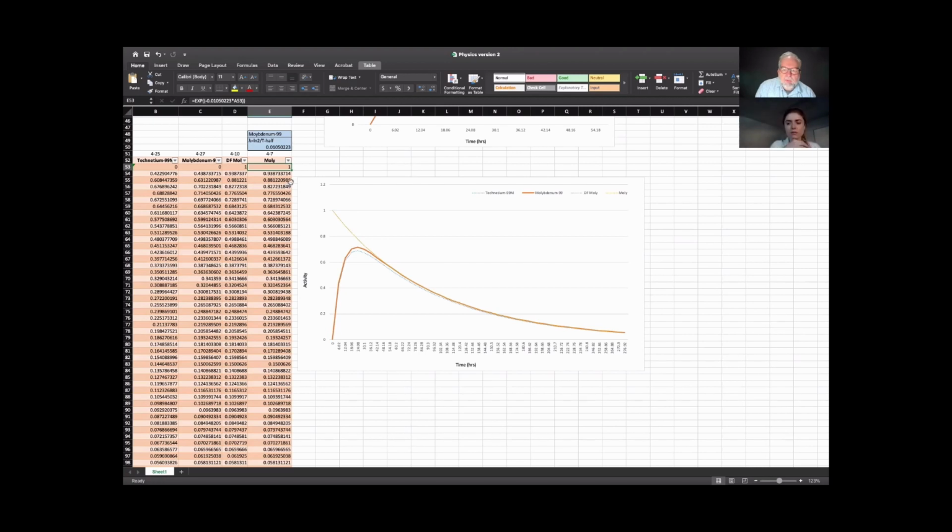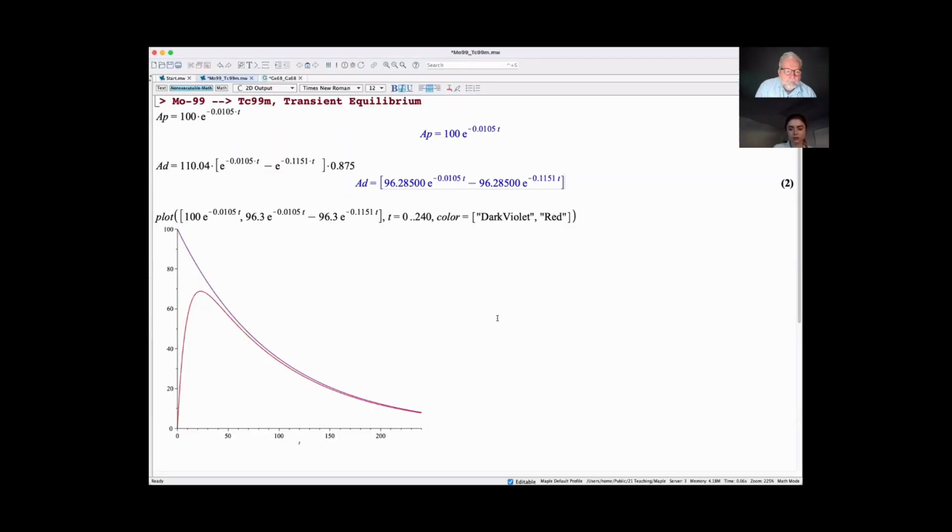Let's drill down on this. I'm going to share my screen here. And let's see, look at Molly technetium first. Okay, can you see this?